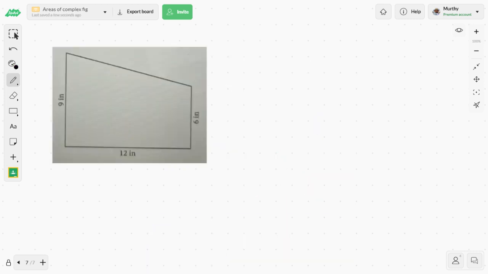Okay, now I see that this diagram is the combination of two figures. I'm drawing a vertical line and I see that this one is a rectangle. So the first part is a rectangle and the second one is a triangle. Okay, now you may write separately, like this one is computed here.